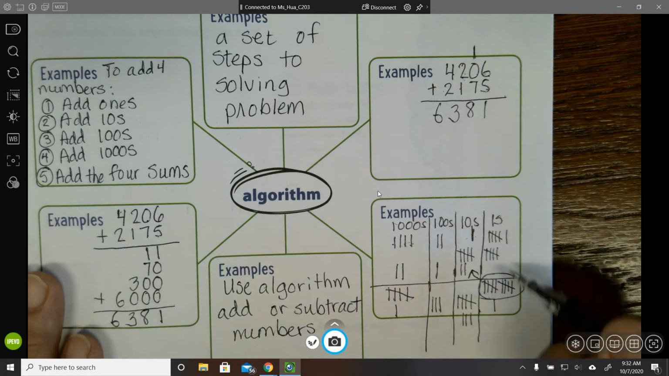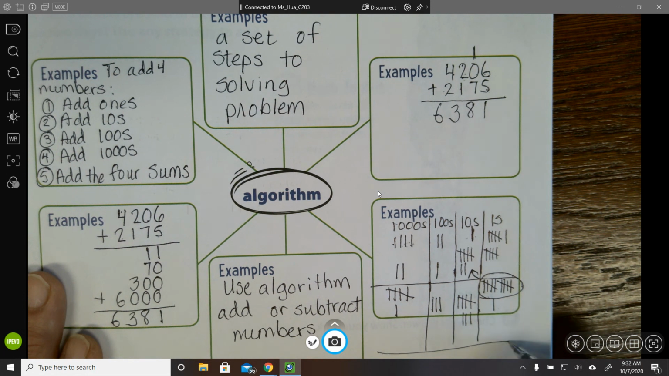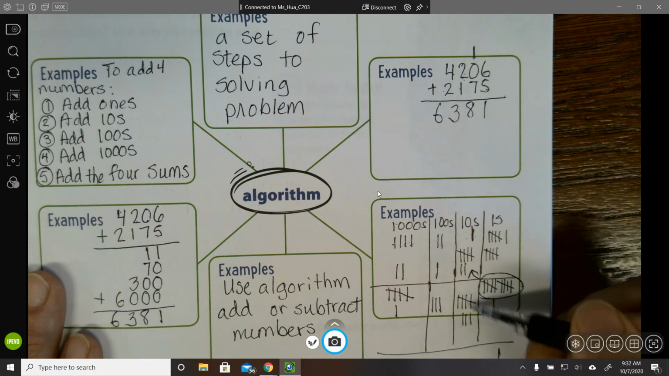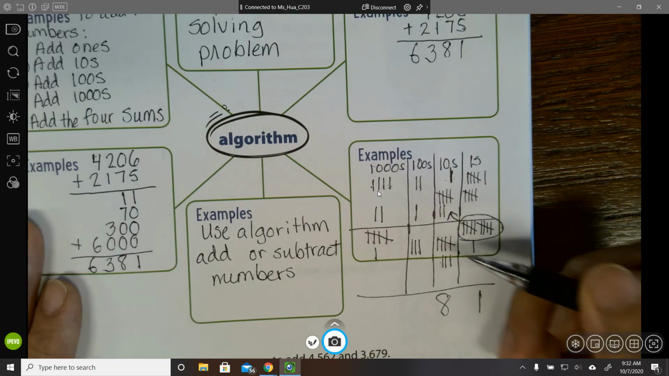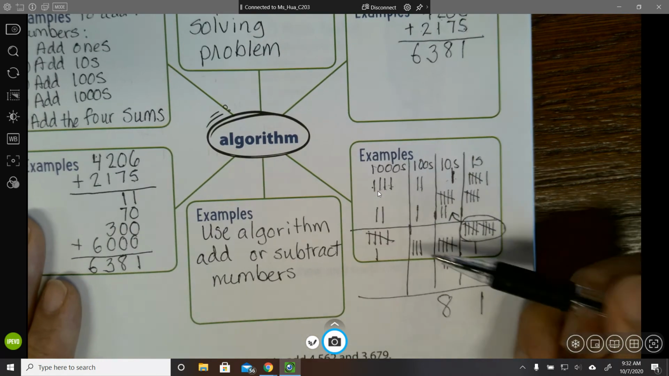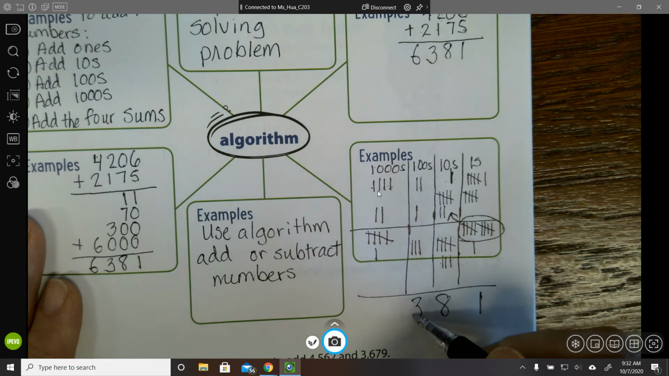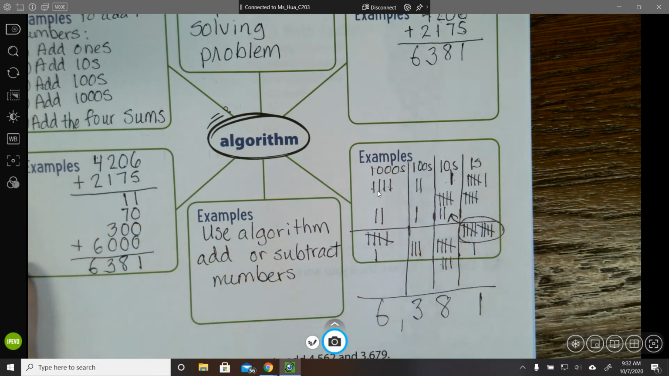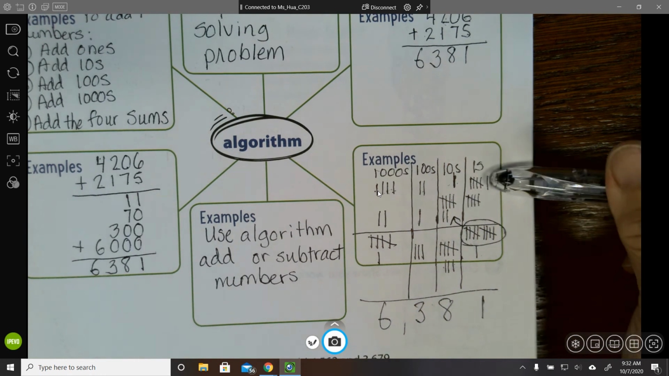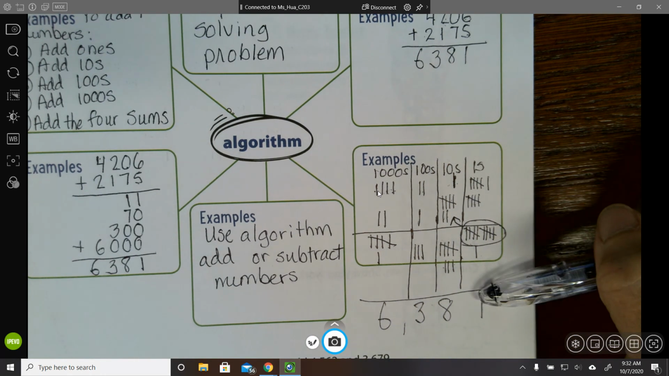All right, so when I'm done, I'm going to add up all my numbers. Because I traded this in, I still have a 1. Here, I have 5, 6, 7, 8. I still have 8. And here, I have, what do I have? 3. I have 3. And over here, I still have 6. Okay? So using this method, I still come up with the same conclusion.